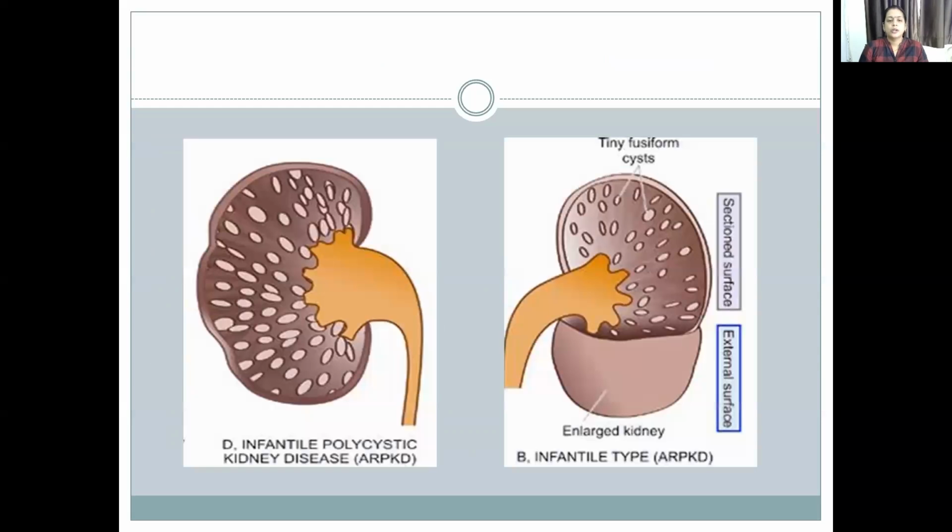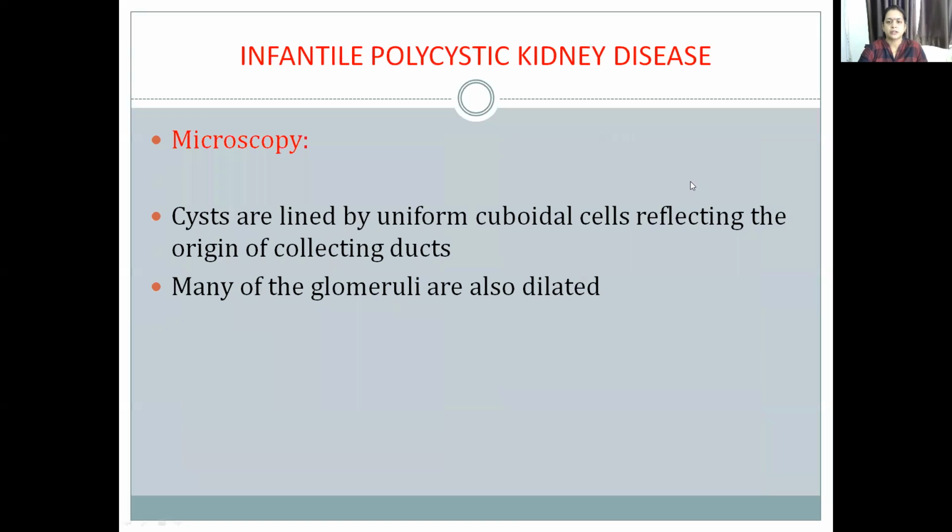Okay. So here you are seeing the smooth surface in the ARPKD, and then here you are seeing the hemisection showing the tiny fusiform cysts. The smooth surface with the tiny fusiform cysts. On microscopy, you're finding uniform cuboidal cells reflecting the origin from the collecting ducts. Many of the glomeruli are also dilated.